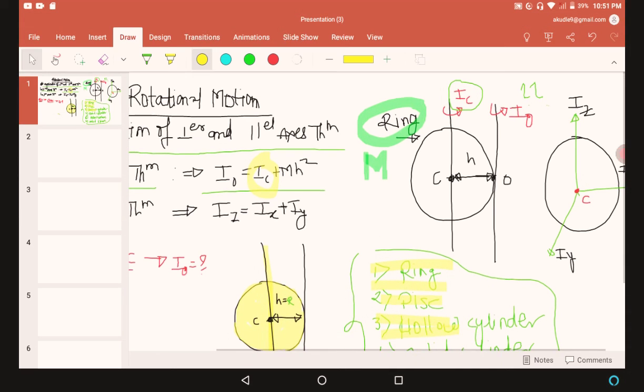Let's see here. This is the first line, which is perpendicular to the plane of the ring, and the next axis is this. These two axes are perpendicular to the ring plane and parallel to each other. H is nothing but the perpendicular distance between these two parallel lines. So it is clear here: M is the mass of the ring, H is the perpendicular distance between the two parallel axes, and I naught is the moment of inertia that we want to find out at point O.